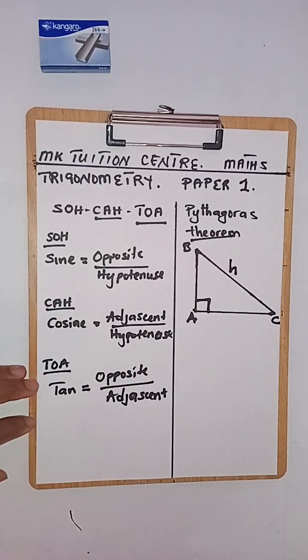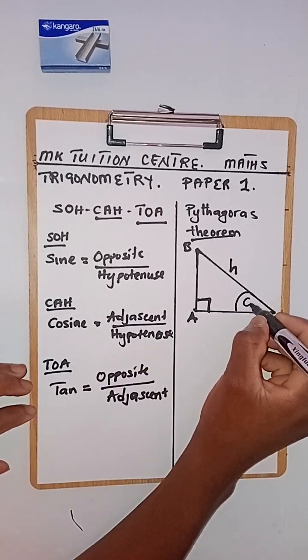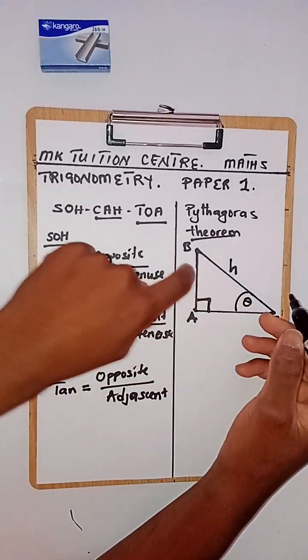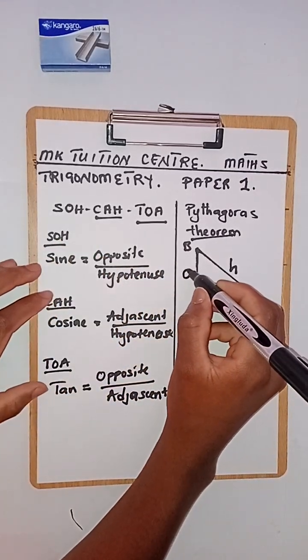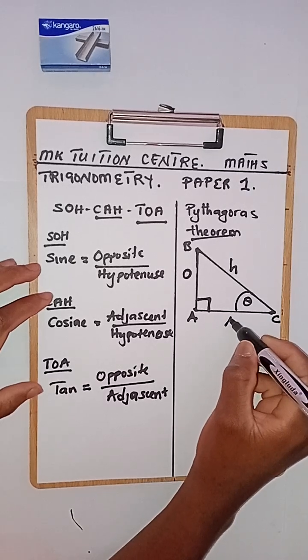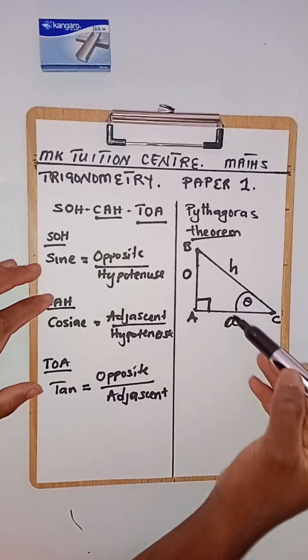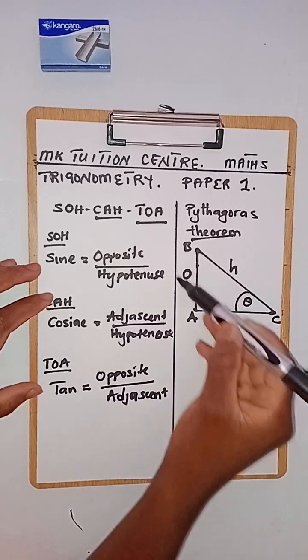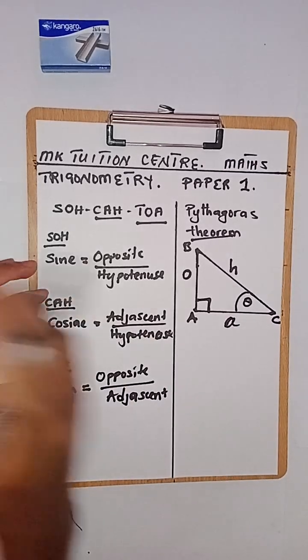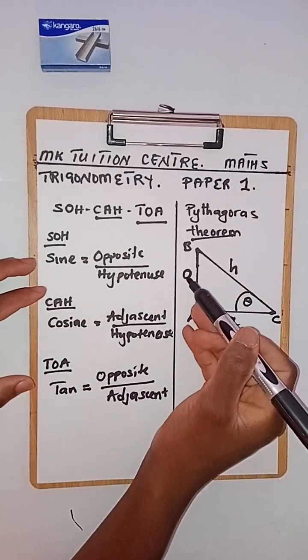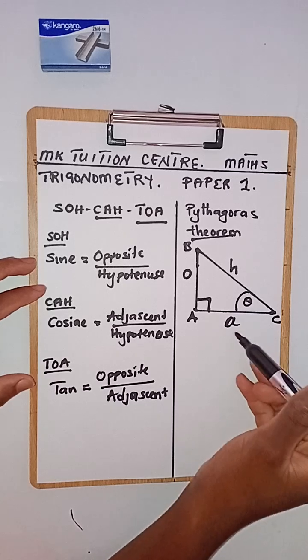When we come to the opposite and the adjacent, they interchange based on the place where the theta has been placed. For example, if theta is here, it means this will be our opposite, and then this side which is remaining is called the adjacent. If our theta is there, this side will be called the opposite, and the remaining side will be called the adjacent. In this case, our theta is here, so this will be our opposite, and this will be our adjacent.